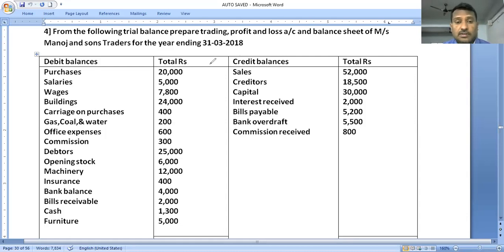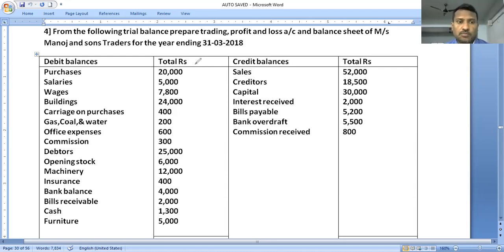Now, in this class we are going to discuss the next problem of the final accounts. We already discussed two problems, which are important from the annual examination point of view, in the last classes. Now we are going to discuss one more problem as per the academy textbook of the Telangana Intermediate Board. So in this class, the fourth problem.